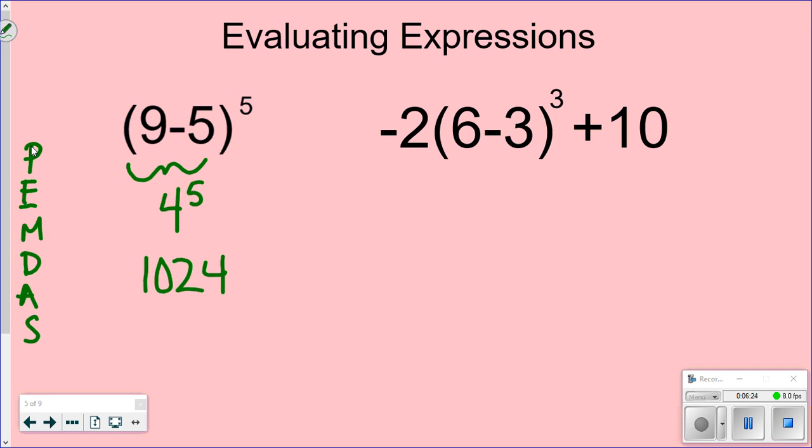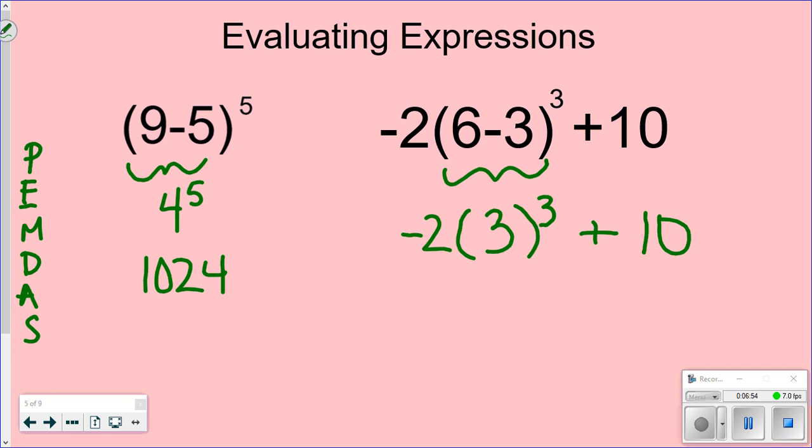Now, anything that we do in the book today can pretty much be done either in your head or quickly on a piece of paper. There's going to be nothing that requires a calculator today because all the powers are pretty much like 2s and 3s. So it's stuff that can be done right in your head. So another example, if we do this, and we have -2, parentheses, 6 minus 3, and a parentheses with a 3 as an exponent, plus 10. So first I'm going to do this. This would be 3. So now this is exactly how my problem looks.